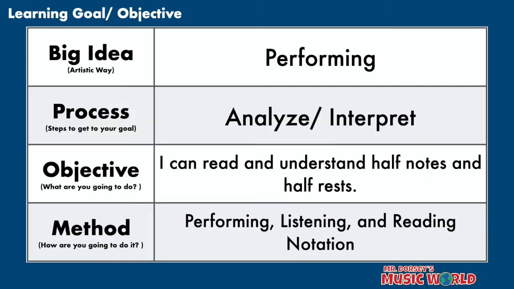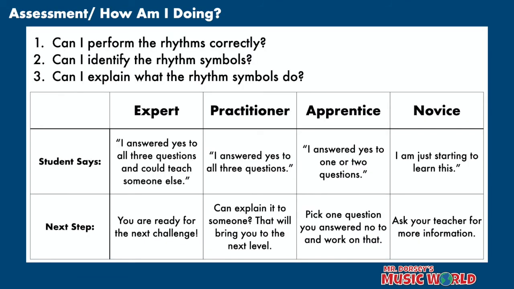Let's go back to our learning goal. Our big idea was performing. Our process was analyze and interpret. Our objective was I can read and understand half notes and half rest. And our method was performing, listening, and reading notation. Now let's assess or grade ourselves on how we did. I told you there were three questions at the beginning you had to think about. Can I perform the rhythms correctly? Can I identify the rhythm symbol? Can I explain what the rhythm symbols do?